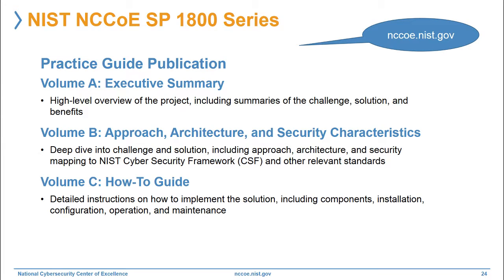Volume A is designed to be very short for high-level, maybe C-level people in an organization, to give them an idea of our understanding or description of this problem in business terms, as well as try to encourage them to get others in the organization to review the other parts of the publication.